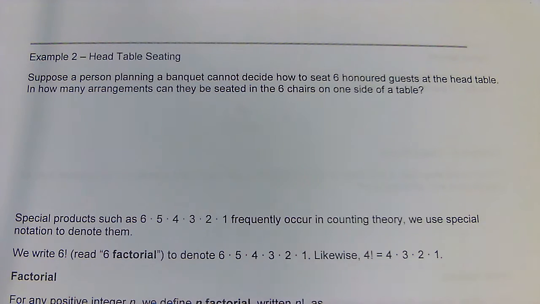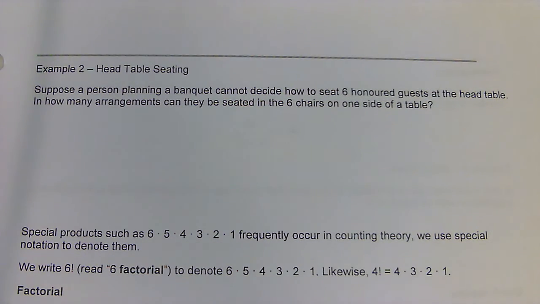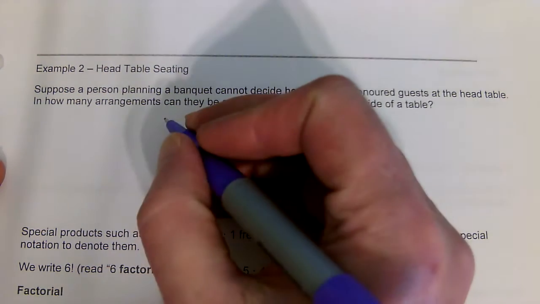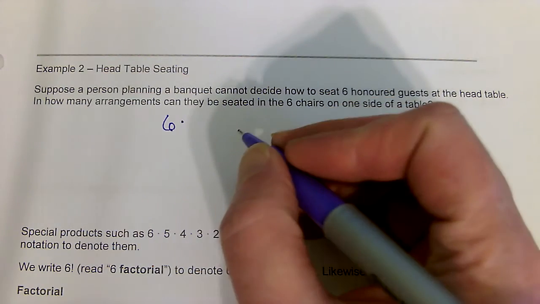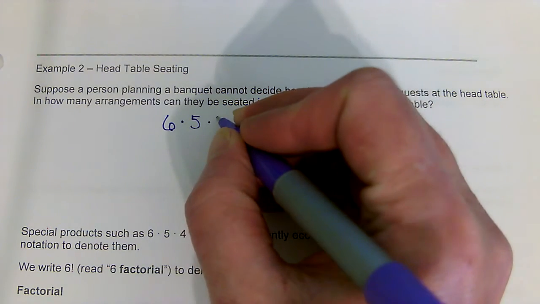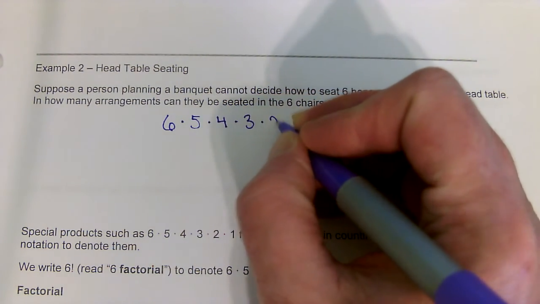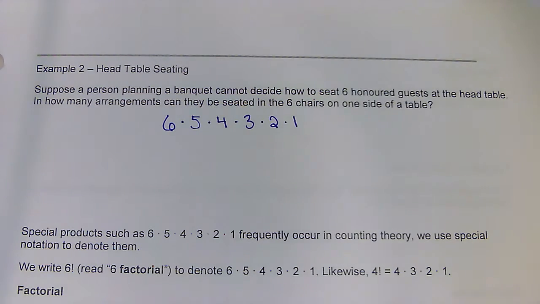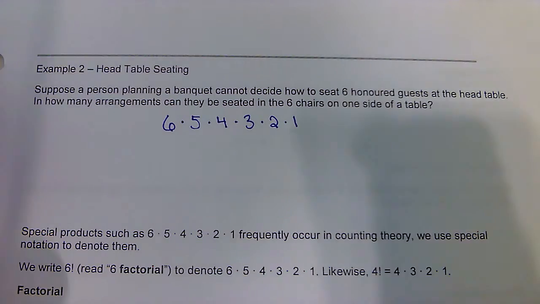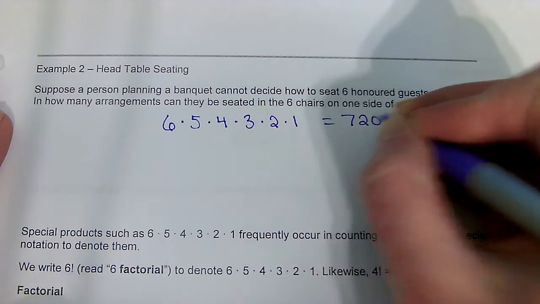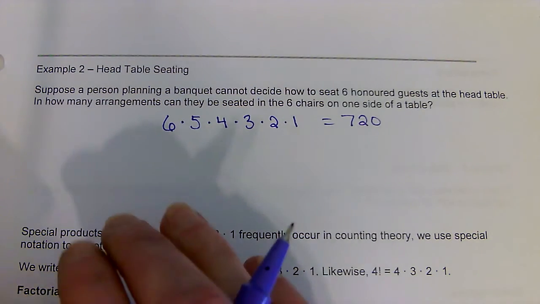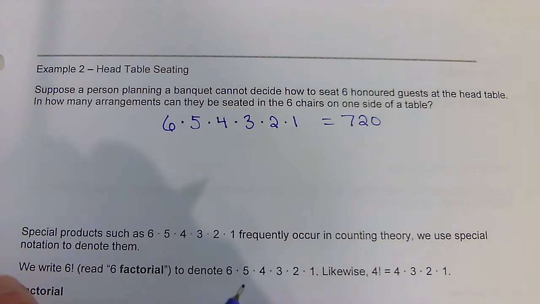Suppose a person planning a banquet cannot decide how to seat the 6 honored guests at the head table. In how many arrangements can they be seated in the 6 chairs? So when I first pick the first seat, there's 6 options. Then I've already placed somebody, so there's 5 options left. Then there's 4 options. Then there's 3 options. Then there's 2 options. And then the last person just gets to sit. So 6 times 5 times 4 times 3 times 2 times 1. 720 different ways.